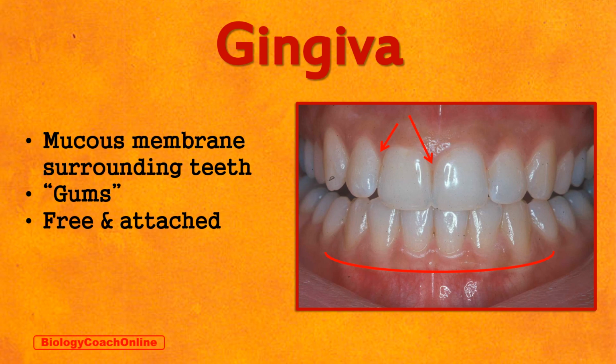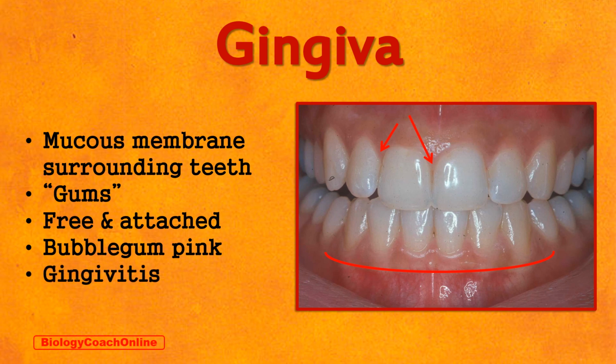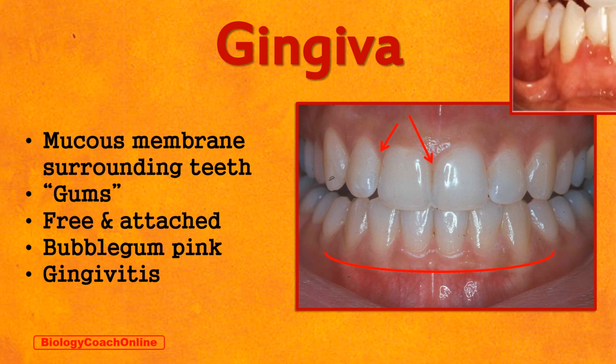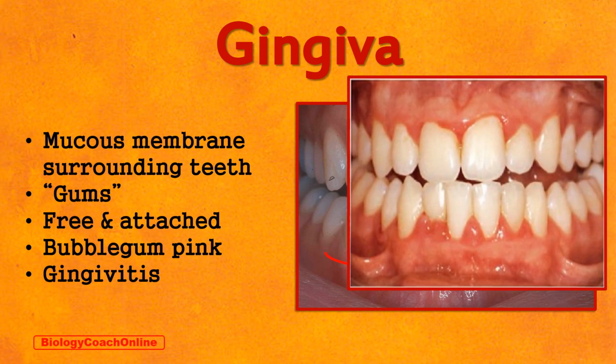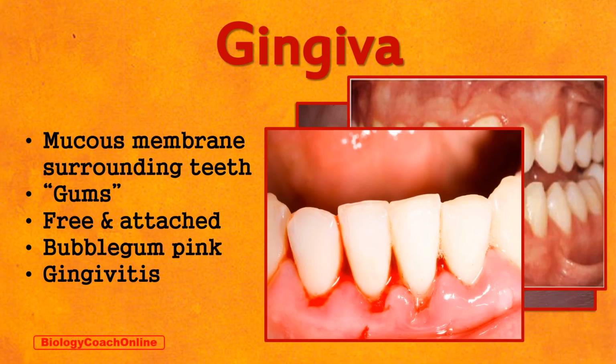Now healthy gingiva is kind of a bubblegum pink in color. The condition referred to as gingivitis, that means inflammation of the gingiva, is easily recognized by reddening, puffiness, and even bleeding of the mucous membrane around the teeth.